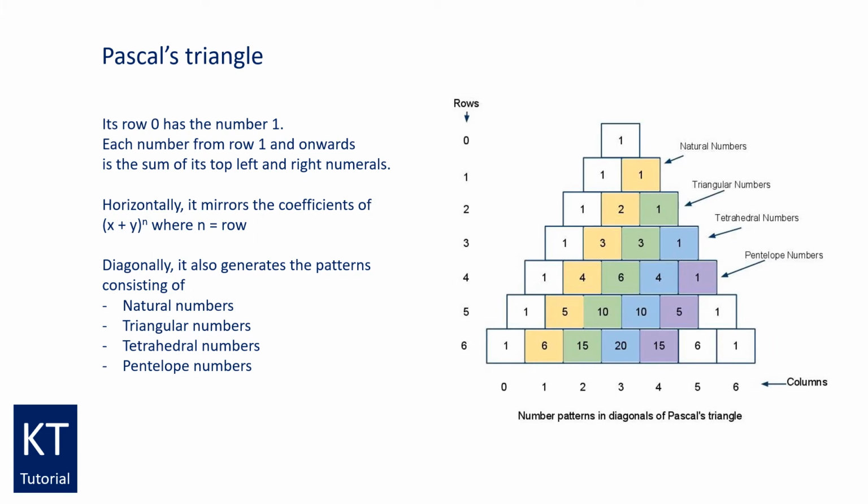I wish to begin with Pascal's triangle. Its row 0 has the number 1, and each number from row 1 onwards is the sum of its top left and right numerals. Horizontally, it mirrors the coefficients of (x plus y) to the power of n, where n is equal to the row. Diagonally, it also generates the patterns consisting of natural numbers, triangular numbers, tetrahedral numbers, and pentatope numbers.